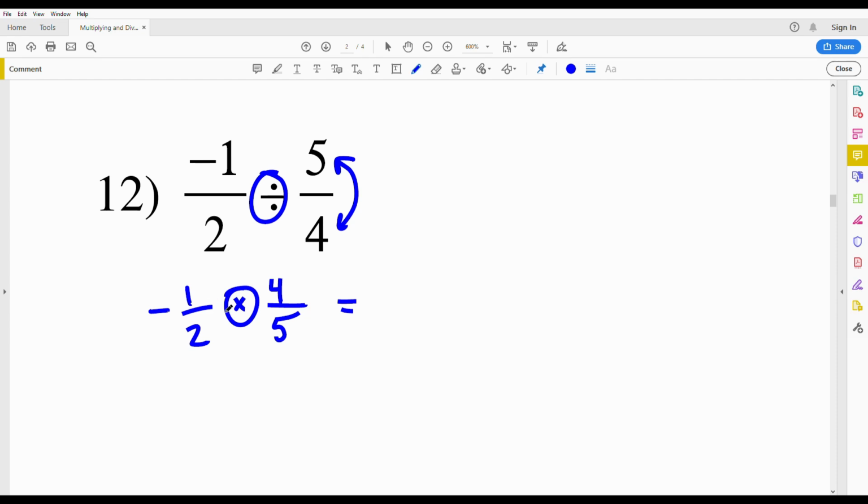So multiplying the numerators, negative 1 times 4, that's going to be a negative 4 all over 2 times 5, which is 10. Now both the numerator and denominator are divisible by 2, so let's simplify that down. 4 divided by 2 will be 2, and 10 divided by 2 will be 5. So we get negative 2/5 as our solution in number 12.